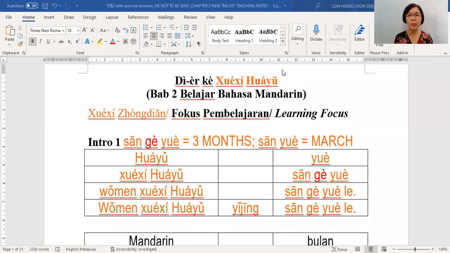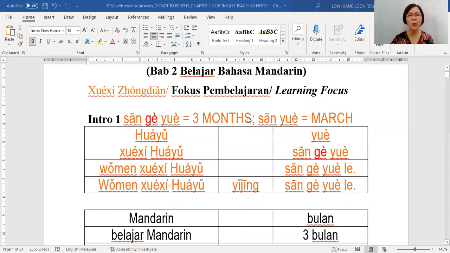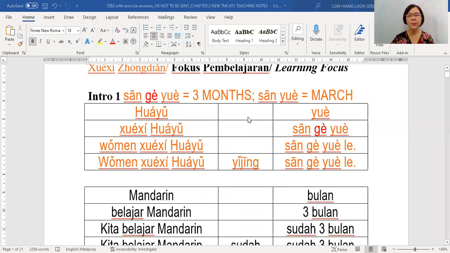So now at this stage, this moment, you will tell people, 我们学习华语, 我们已经三个月了. Look at line 3. The teacher wants to highlight to you in this intro: firstly, you know what 月 is, and then 三个月, and then add the 了, already.